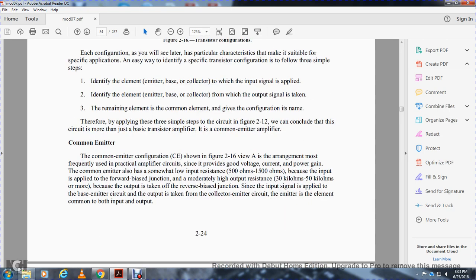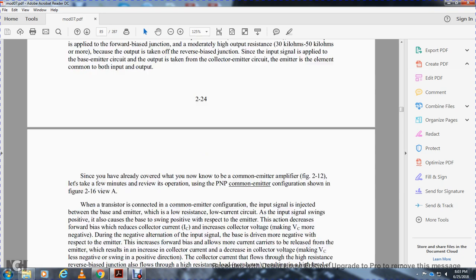The common emitter configuration shown in figure 2-16 view A is the arrangement most frequently used for practical amplification circuits. It provides good voltage, current, and power gain. The common emitter has an input resistance of 500 ohms to 1500 ohms, because the input is applied to a forward-biased junction, and a moderately high output resistance of 30 kilohms to 50 kilohms, because the output is taken from the reverse-biased junction. The input signal is applied to the base-emitter circuit, and the output is taken from the collector-emitter circuit, with the emitter the element common to both the input and output.